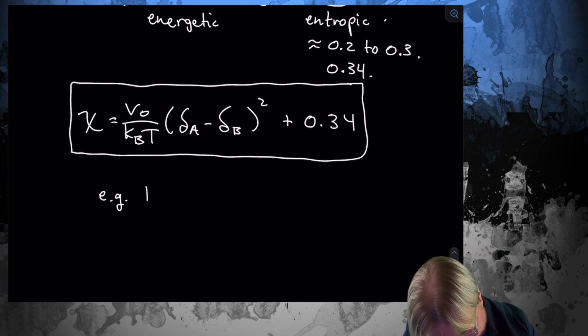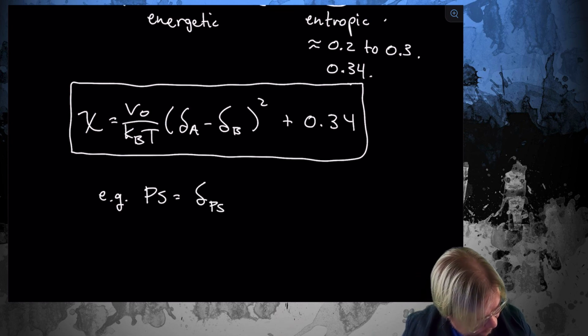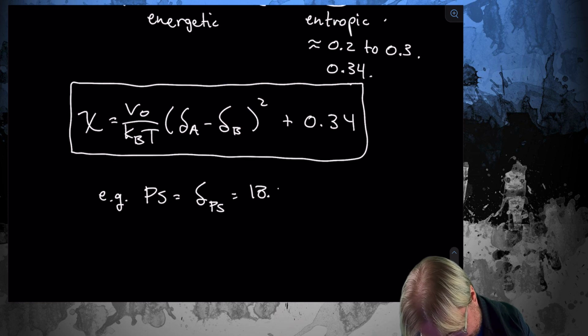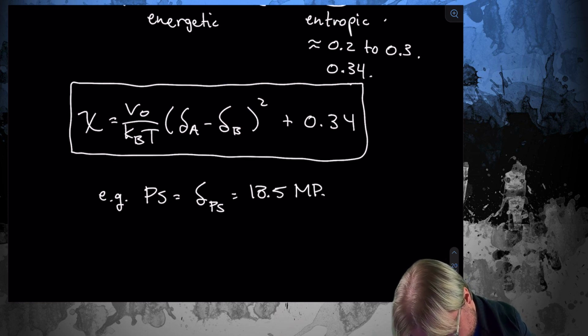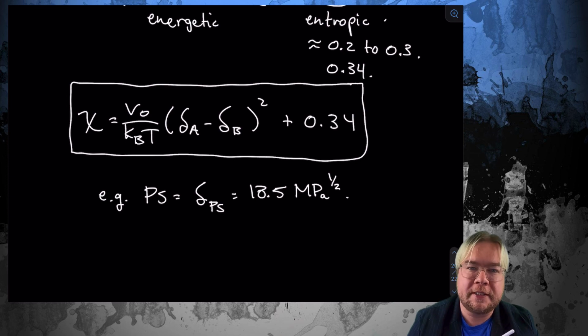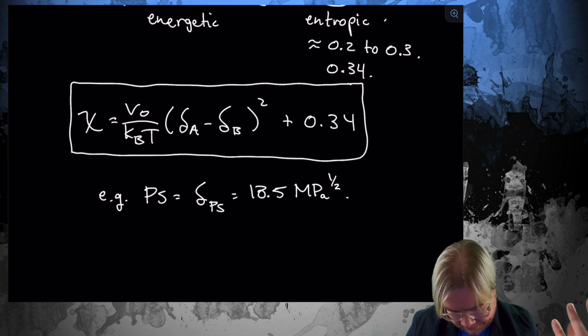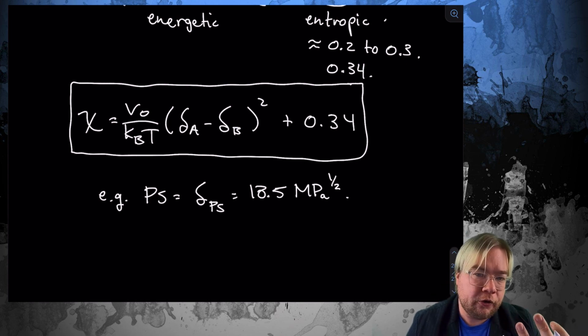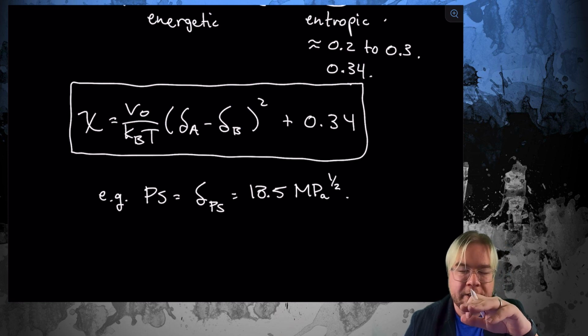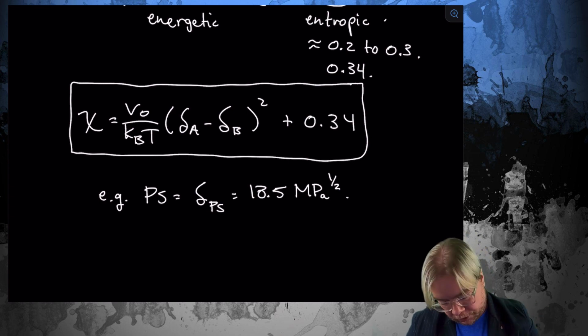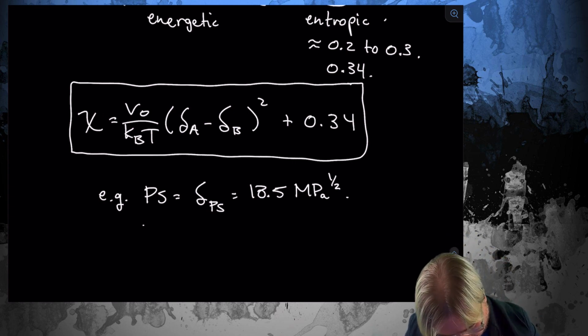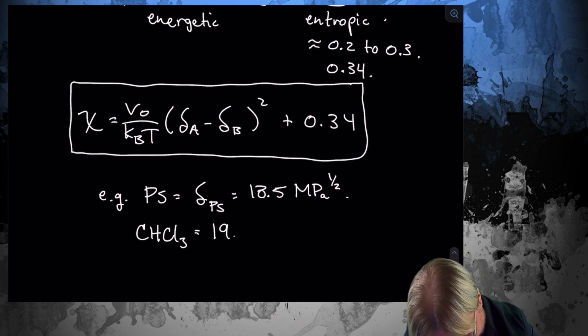So for polystyrene, the solubility parameter is about 18.5 megapascals to the 1/2. And hopefully you can see where those units will come from, because you've got energy, so joules. You have a volume, meters cubed. So hopefully you can see that that will give you a pressure for the solubility parameter. And then you take the square root of delta E divided by V. So you've got pressure to the 1/2 power. Chloroform, its solubility parameter is about 19.